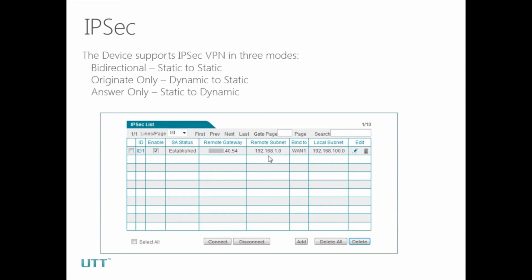Mode 1 is bidirectional. Both ends should have a public IP. Mode 2 is originate only. The UTT end has a dynamic IP, probably a private IP, and the other end has a public IP. Mode 3 is answer only. The UTT end has a public IP and the other end has a dynamic IP address, probably a private IP address. Let's take a look at the demo.